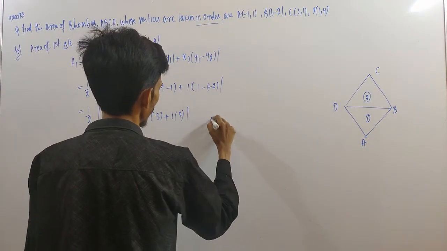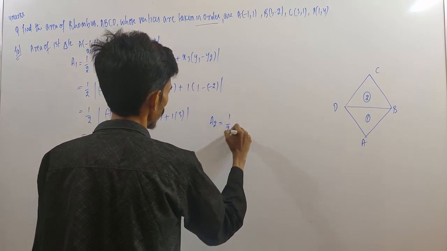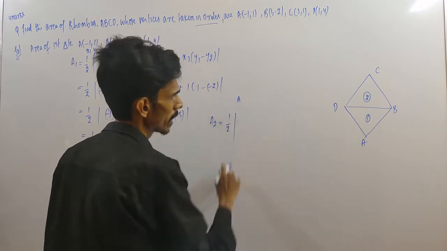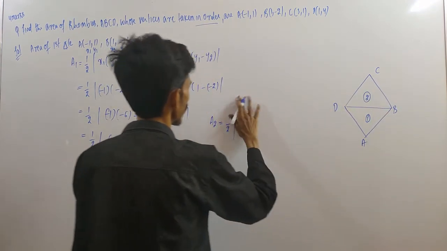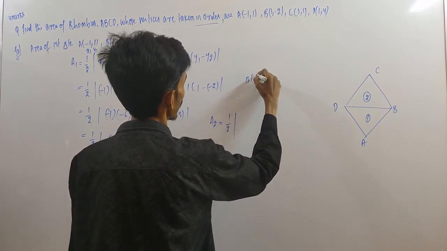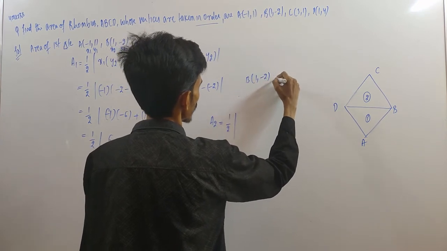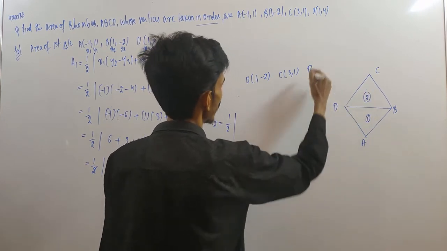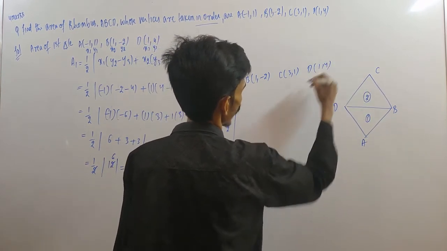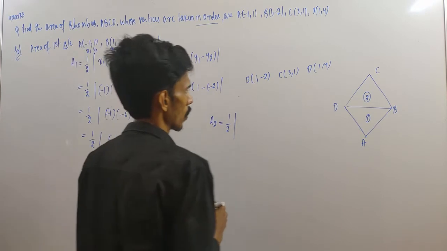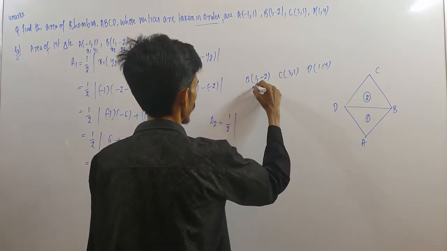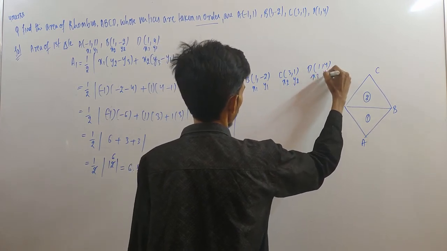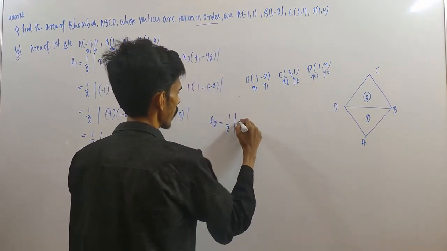Similarly, we will get area 2 as 1 by 2, and the vertices will be B, C, D. First take B. B value is (1, -2). C value is (3, 1) and D is (1, 4). Okay, (x1, y1), (x2, y2), (x3, y3).